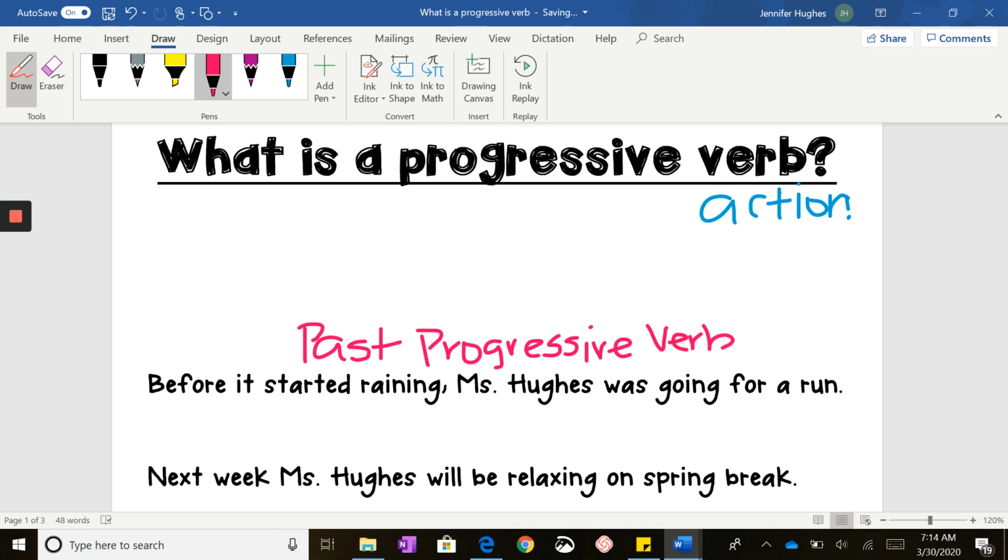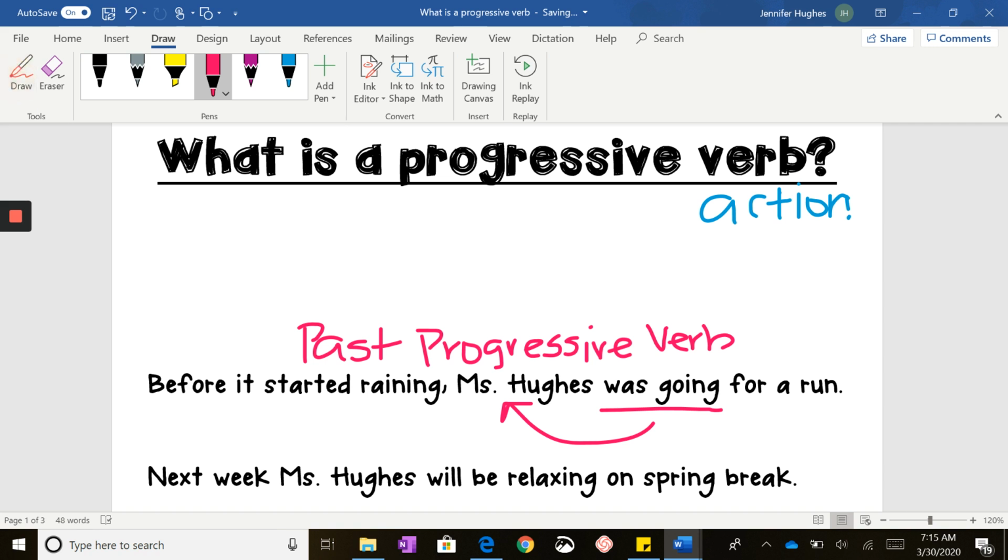So when we look at past progressive verbs, in our sentence it says, before it started raining, Miss Hughes was going for a run. Was going is our past progressive verb. It tells when Miss Hughes was going to run. Okay? So was going is the past progressive form of the verb.